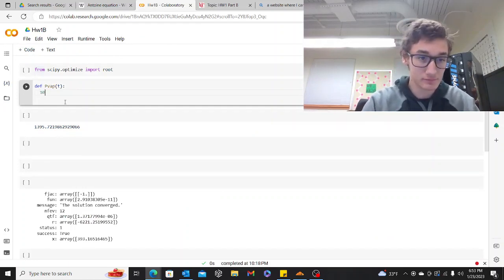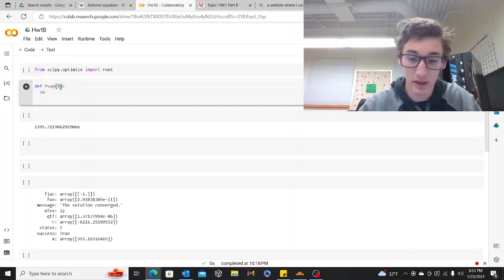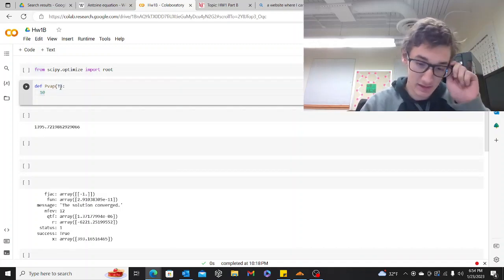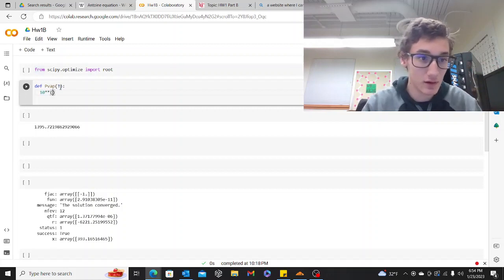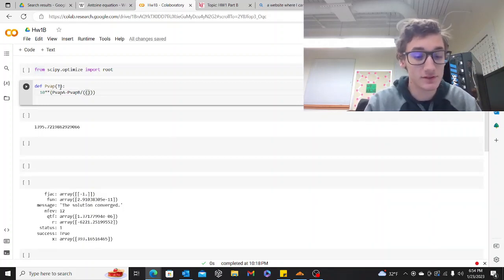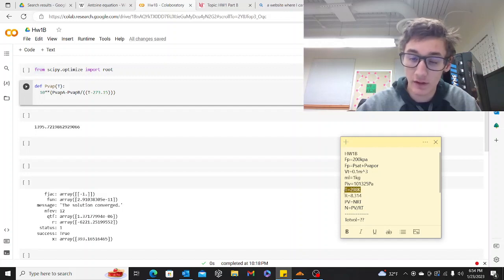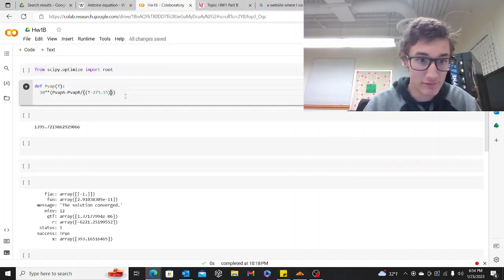So it's 10. Wait, before I saw something, I messed up again. It needs to be uppercase T. So we have 10 to the power of PVAP A minus PVAP B divided by, and we're going to separate this inside of here because of temperature, T minus 273.15, as we are in Kelvin and they want Celsius. Now we're going to subtract PVAP C. And then that closes it out.